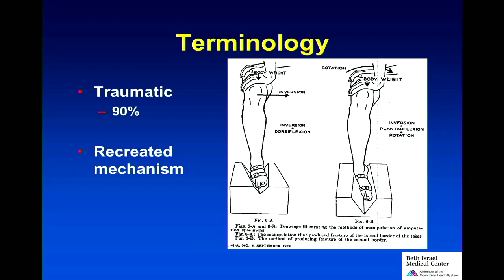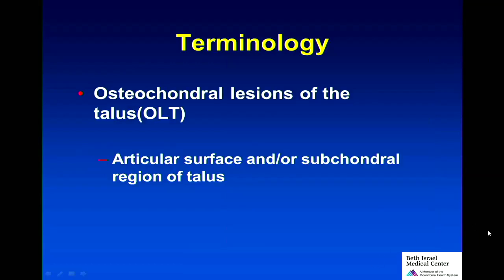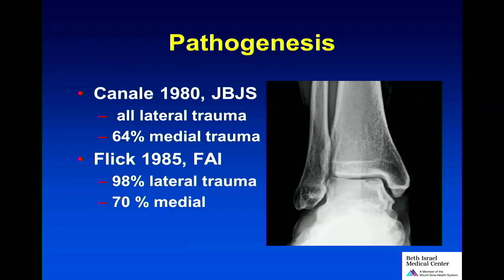They found that with the mechanism in the lateral lesions, the lateral talus would impact against the distal fibula and produce more of a shallow, unstable lesion, whereas the medial lesions in plantar flexion inversion were more of a perpendicular force through the distal tibia that created a deeper, stable lesion. So generally, the terminology today is an osteochondral lesion of the talus. This really refers to either the articular surface and or the region of bone underneath.